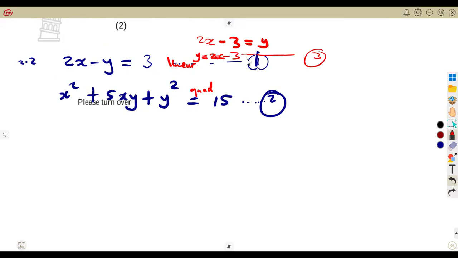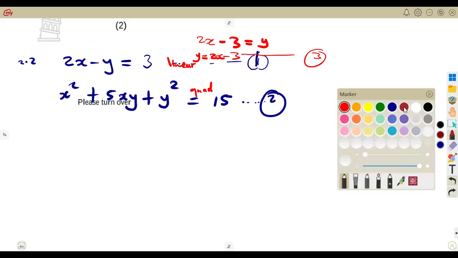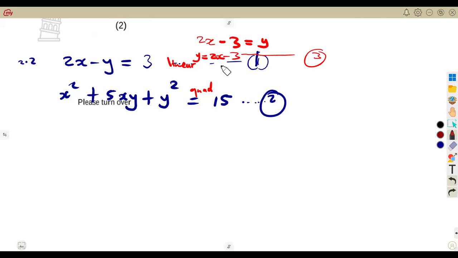Y is equal to 2x minus 3. You make y the subject. So just take this, it becomes a positive. This one, a negative there. Just like that. Y is the subject. From the linear equation, that is where you make whatever the subject.